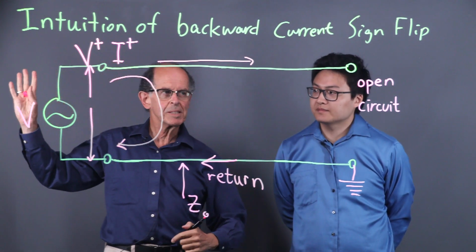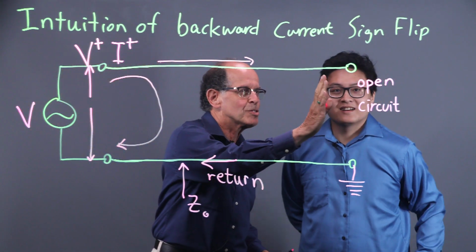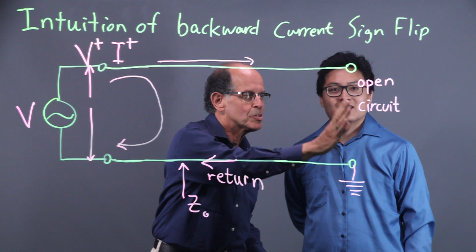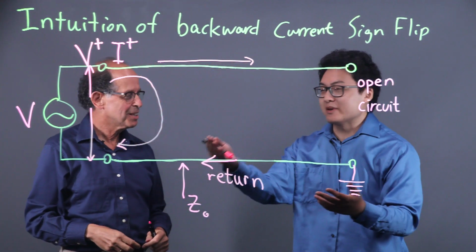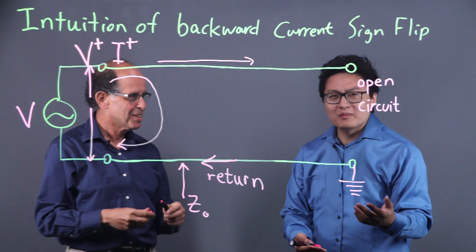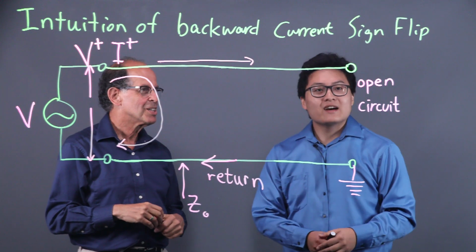So let's send the wave down. You ready, Sam? Yep. Here we go. It goes down the line and it hits the end. So what's going to happen now? Oh no, so there's some voltage and some current coming down, so there's power coming down. But then there's an open circuit, so the power can't be dissipated.